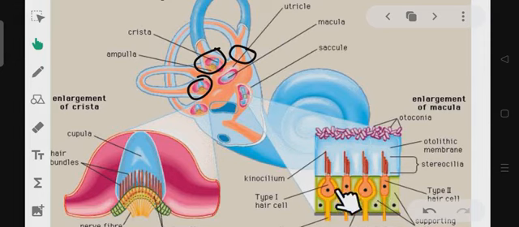And over here we have hair cells in this macula portion. This is the macula, enlarged over here. We have hair cells which are of type 2, and they have stereocilia, same as we learned in the cochlea. The only difference is that we don't have a tectorial membrane over here, whereas in the cochlea we have a tectorial membrane. They are hair cells with nerve fiber endings. Very simple to understand.